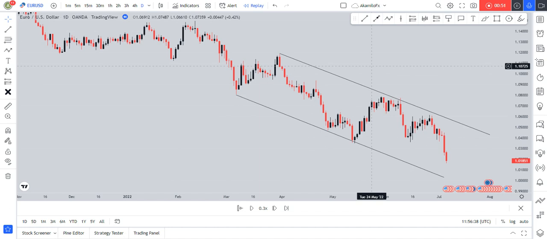This is a trend trading strategy that I'm coming to show you. Backtest this strategy and see how it works for you.